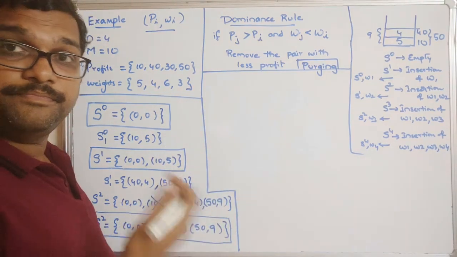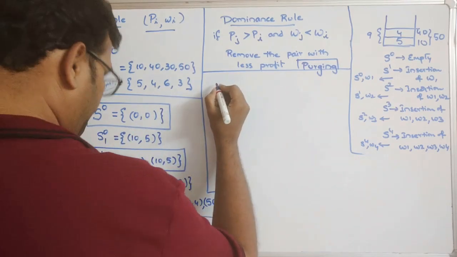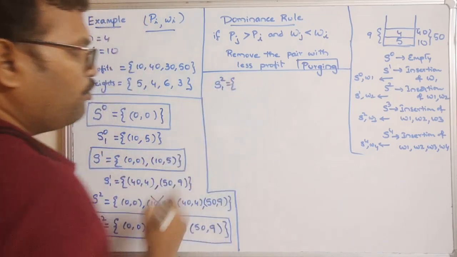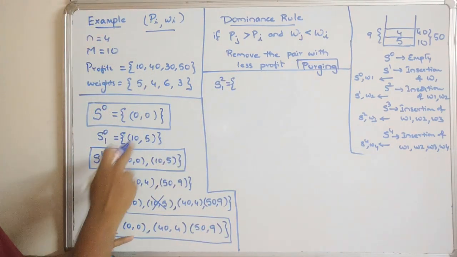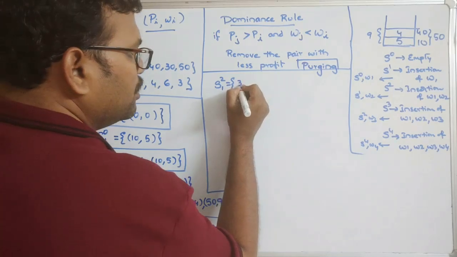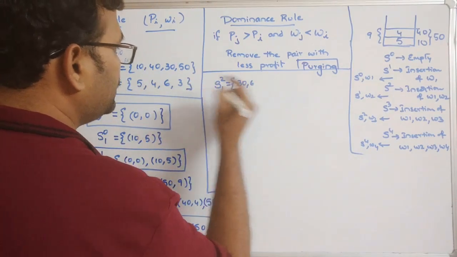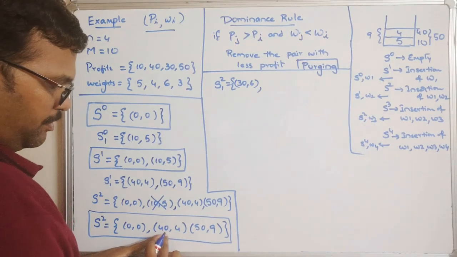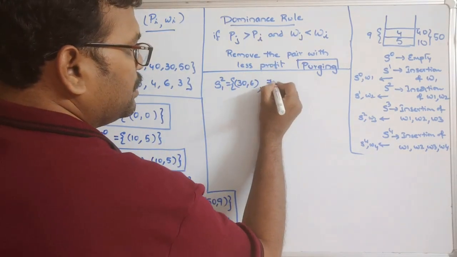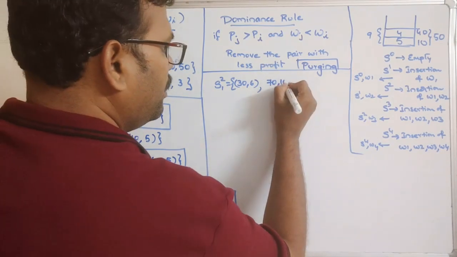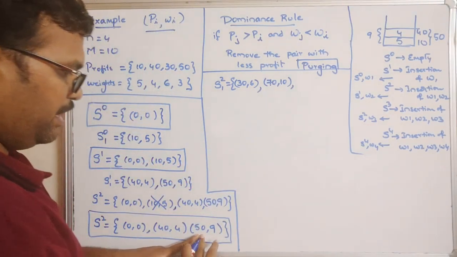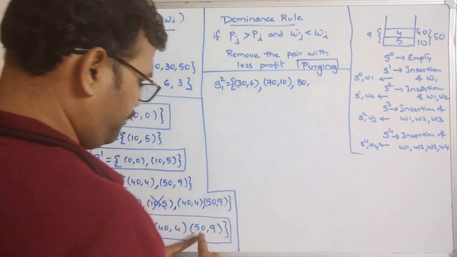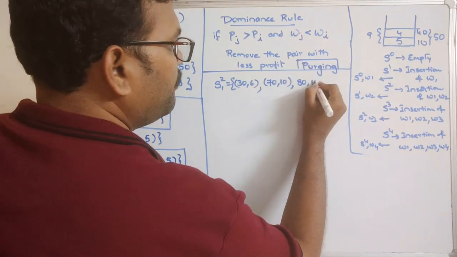Now find out the next term, that is S3. In order to find S3, we need to add the next item to S2. The next term is 30, 6. Add 30, 6 here. How much? 70, 10. And here 80, 15.